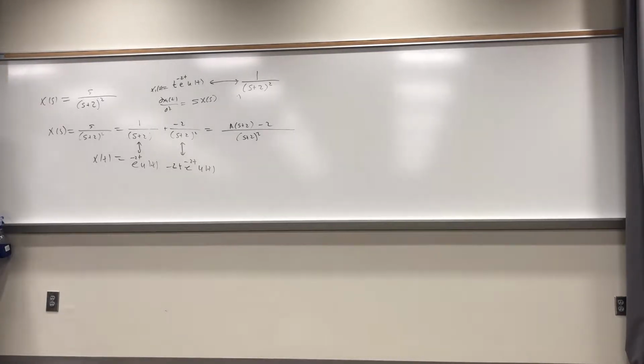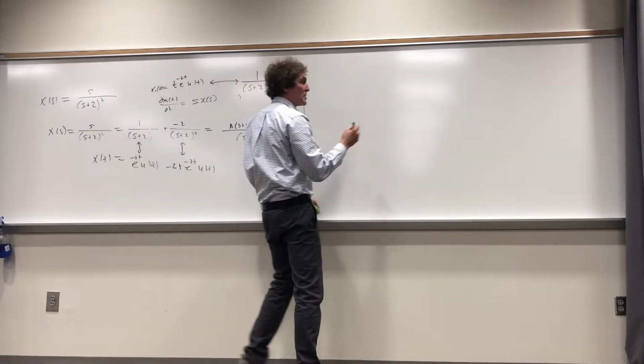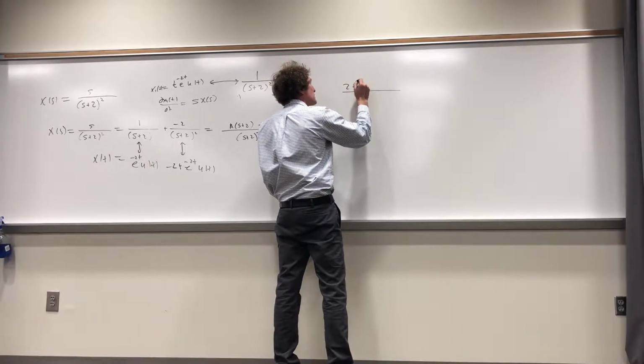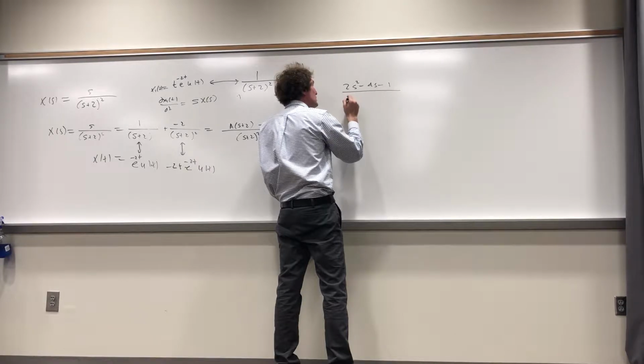I had it written. I didn't watch the video, but I had a question on the transfer function, H of s, just on the decomposition. The numerator is 2s squared minus 4s minus 1, and the denominator is s squared plus 4s plus 3.